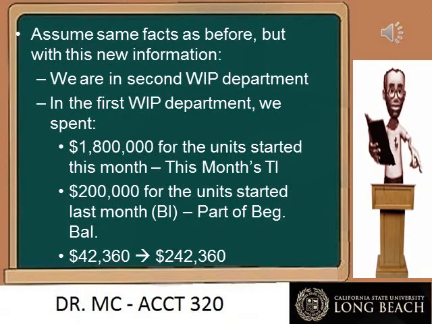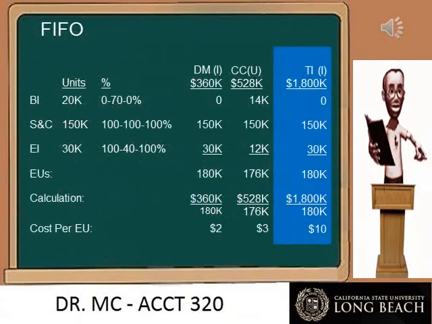$1,800,000. Also assume that the costs from last month for the beginning inventory was not just the $42,360 that we discussed earlier, but also included $200,000 from Department 1, bringing the total costs from last month to $242,360. Using the FIFO method, we would add a new column to the table that we did previously. The column would be labeled transferred in. We would put the letter I next to it in order to note that it is an initial cost.